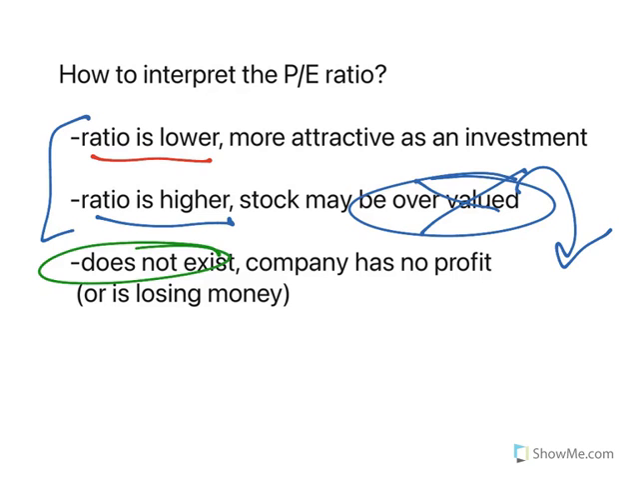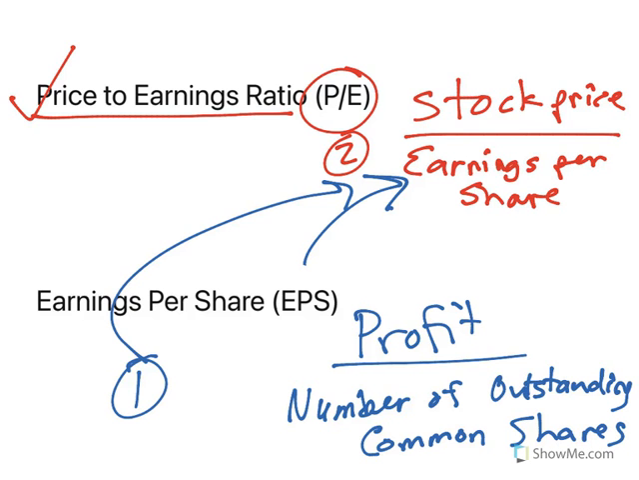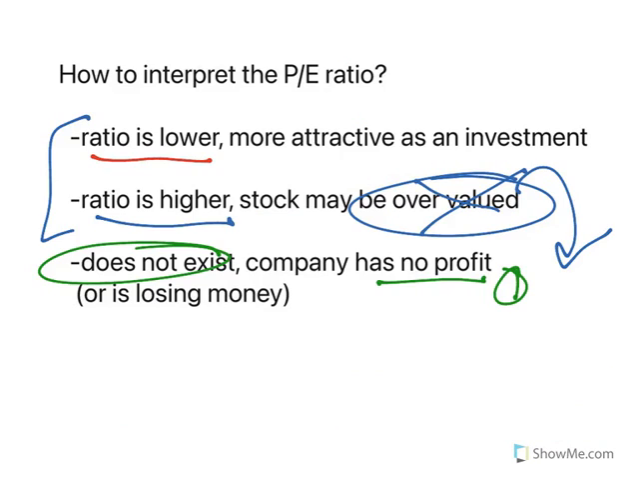Think about it from a mathematical standpoint. If profit is 0, then the denominator would be 0, which does not exist. That is why no profit would result in no price to earnings ratio. Now, besides having no profit, we also could just be losing money. If the company is losing money, then shareholders are not receiving any earnings, right? There's no earnings per share. And if there are no earnings per share, there is no price to earnings ratio. So you might need to do a lot more digging into a company that you want to invest in if there is no price to earnings ratio.